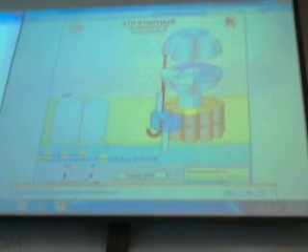Oh, it's already running. Okay. I'm going to speed it up. It's more fun if it goes faster.